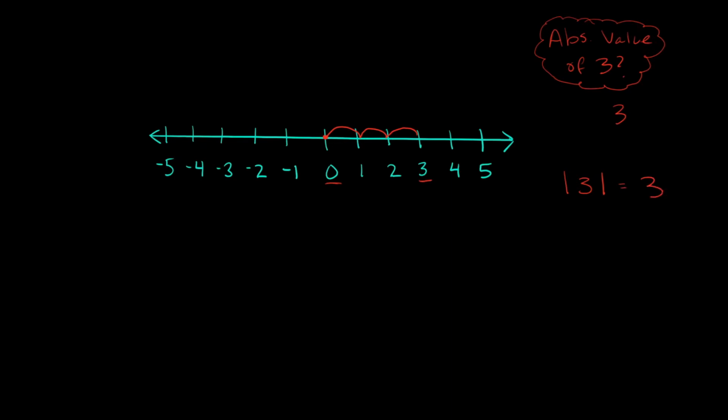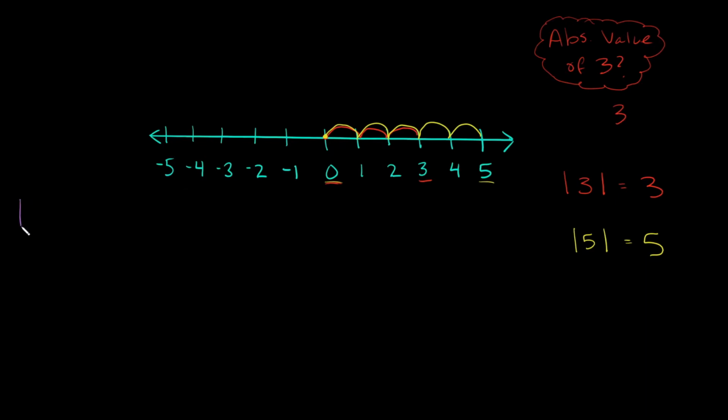What if I asked you what's the absolute value of 5? Again, all I'm asking is how far away is 5 from 0? We could see it's 1, 2, 3, 4, 5 spots. So the absolute value of 5 is just 5. Now let's change this up a little bit.